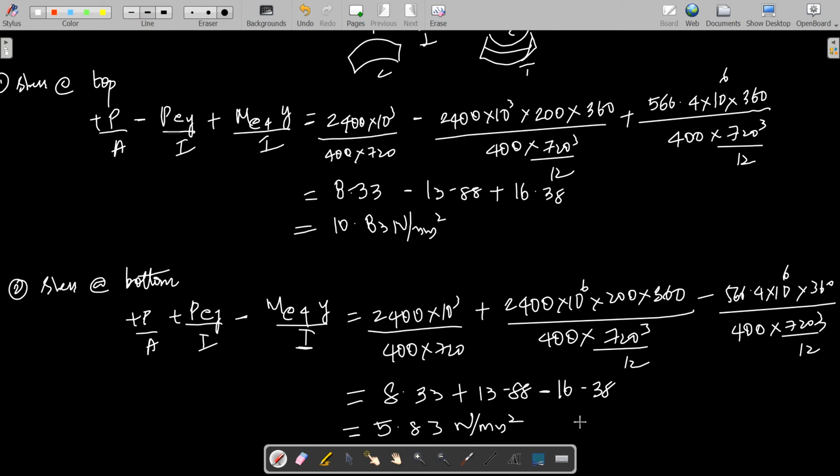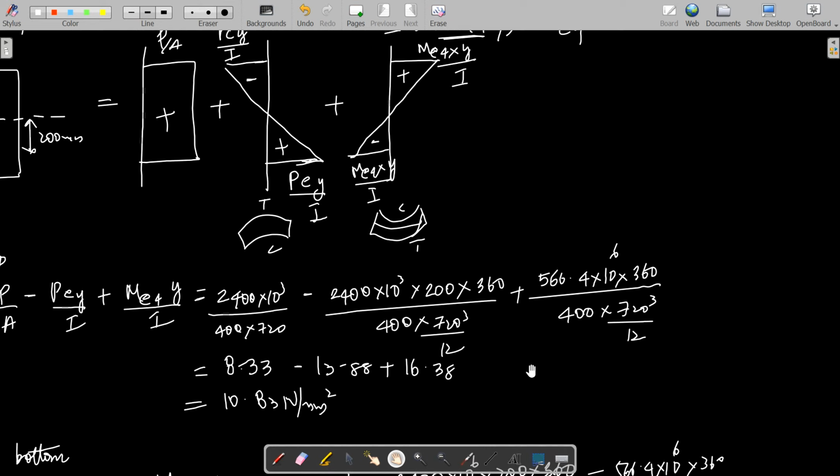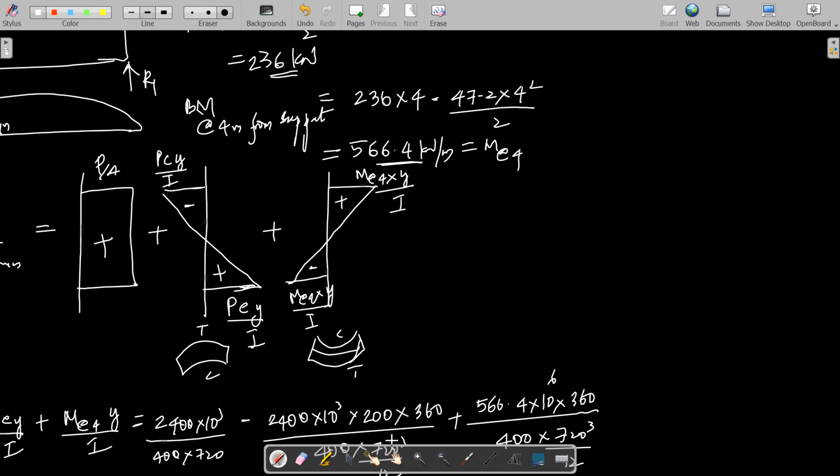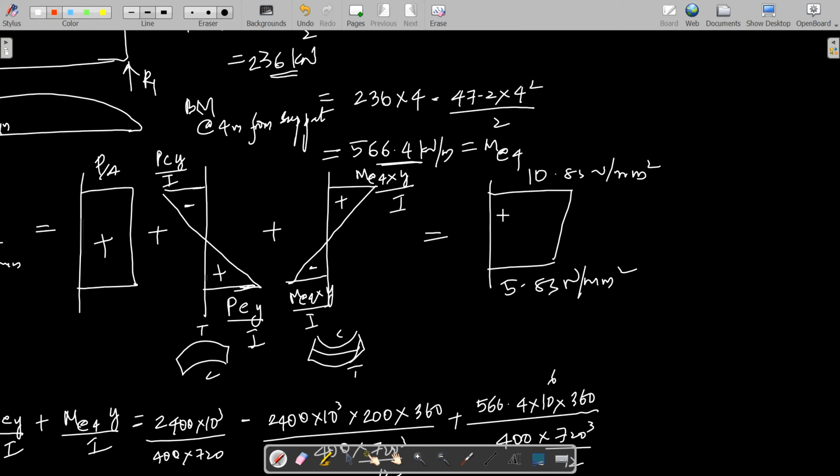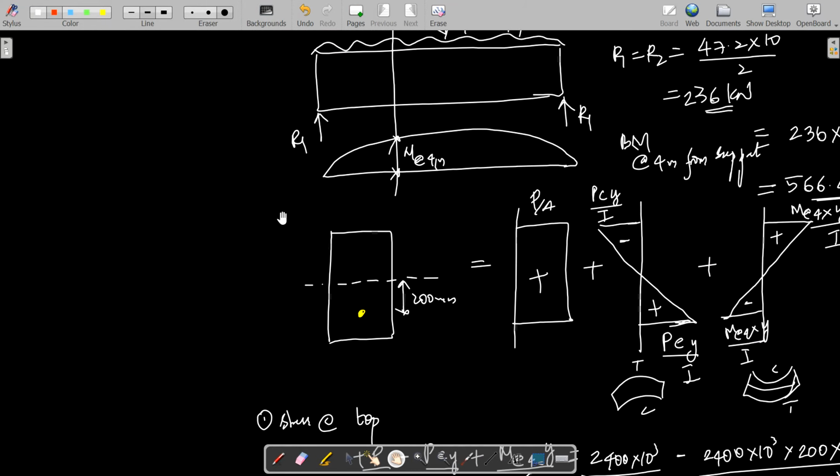So here also you can see both the stresses at the top and bottom are compressive, which means if I draw here, I will get both as compressive force. There is 10.83 Newton per mm square at the top, and 5.83 Newton per mm square at the bottom, and both are compressive in nature. So this is the case when you are considering the section at 4 meter from the support.